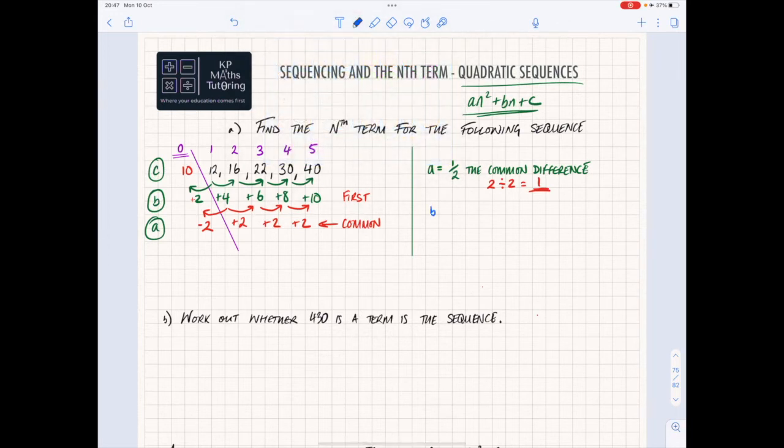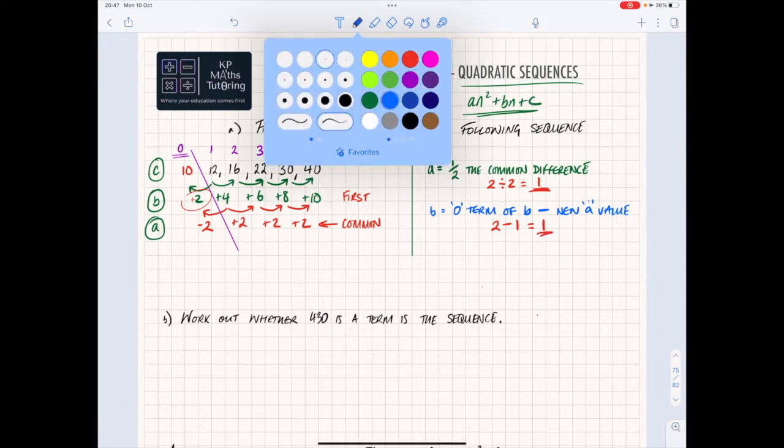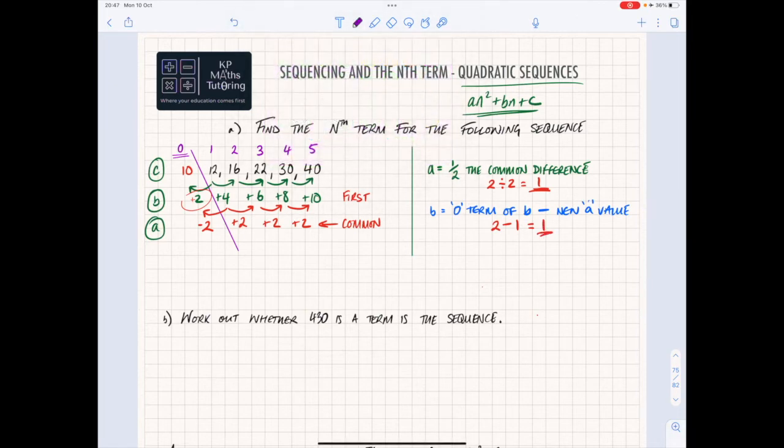To find B, you take your 0 term of B and you subtract your new A value. So let's just check what that looks like. My 0 term of B is this one here, it's 2, and you minus your new A. My new A is 1, because that's what I've got here. So I'm doing 2 minus 1, which is just 1. So B is actually also 1 in this case.